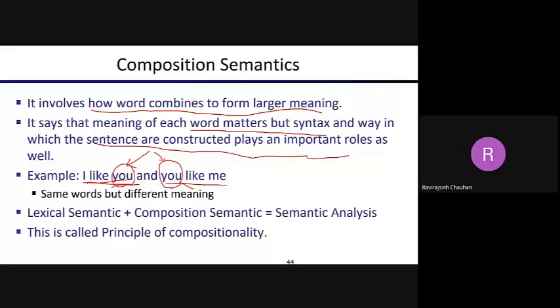Or we can simply understand the lexical semantics, meaning of each and every word, plus compositional semantics. Combined, they form semantic analysis, and this is called the principle of compositionality. Fine. So just lexical semantics will work in some cases, but very few cases. We need compositional semantics to understand the meaning of the whole sentence.